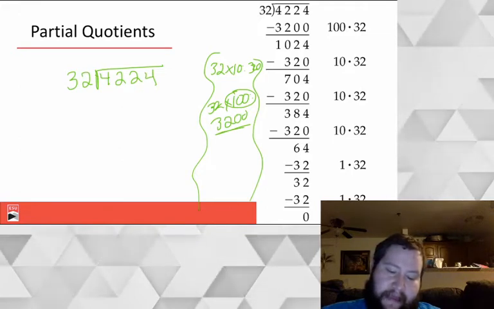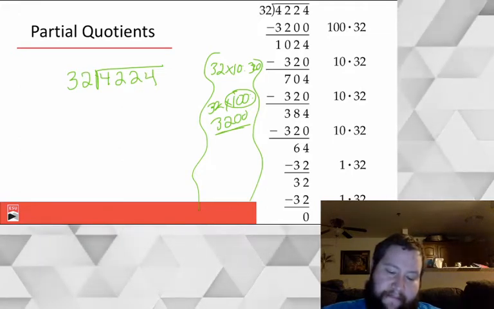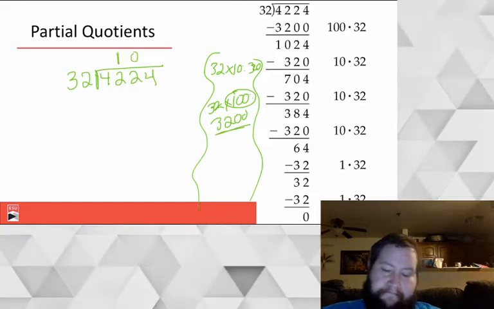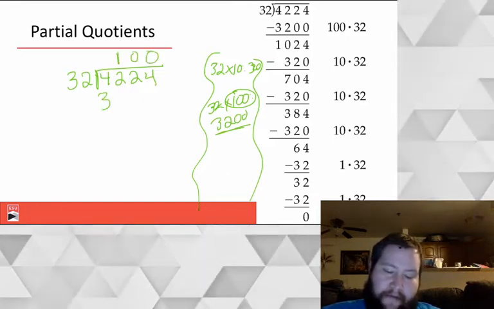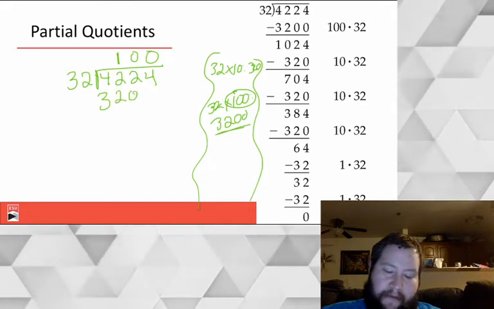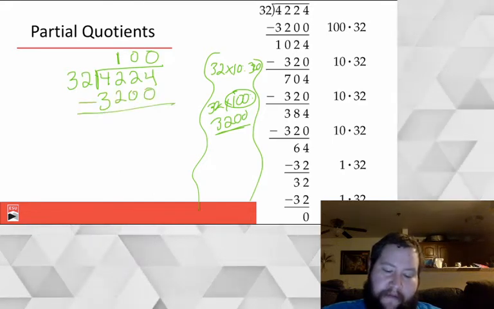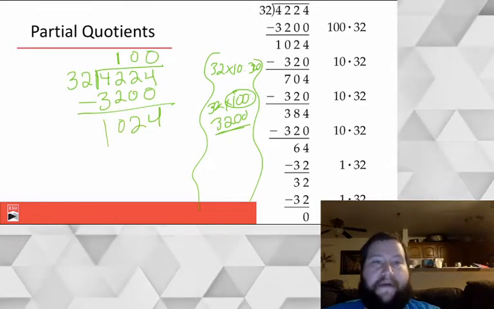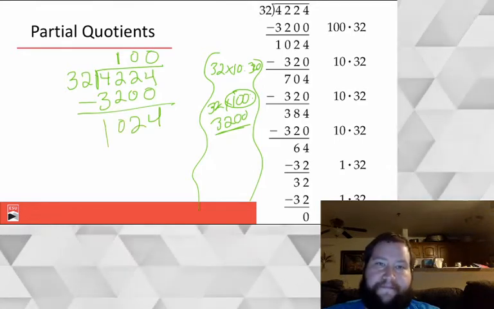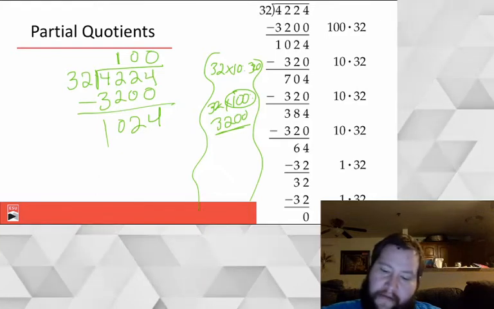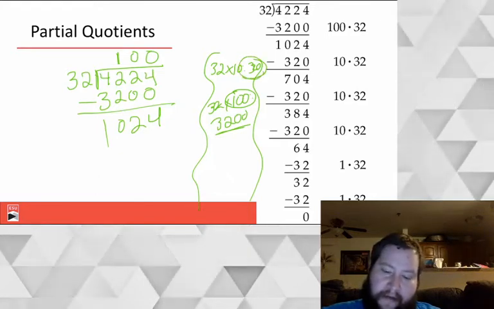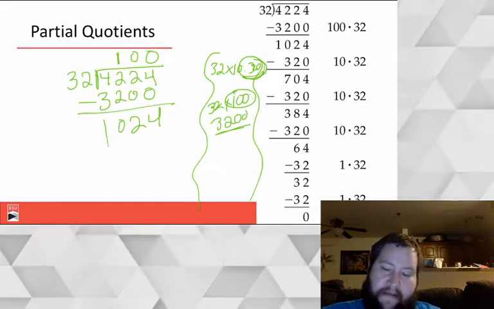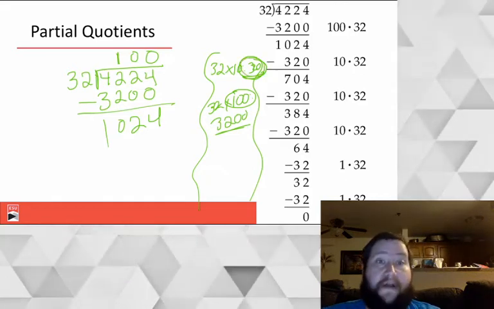So I'm going to start with taking out 100. 100 times 32 is 3,200. We can subtract: 4, 2, 0, 1. 1024. Well, 320 is smaller. 640 is smaller. 640, 980 is also smaller.